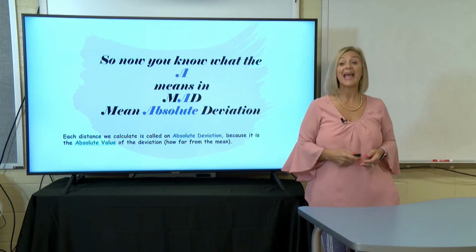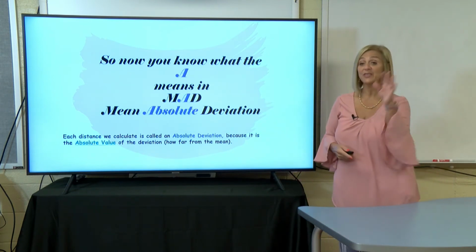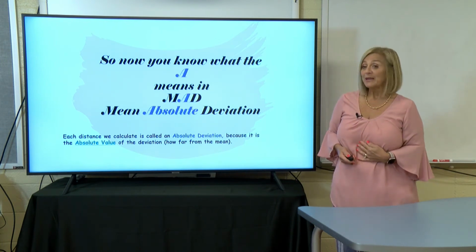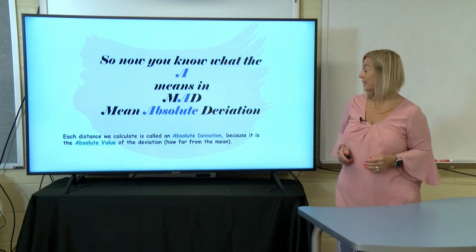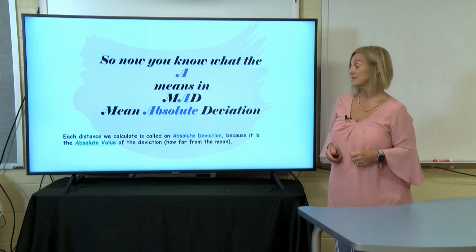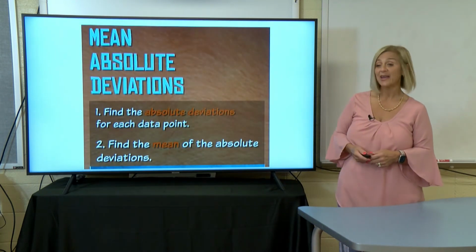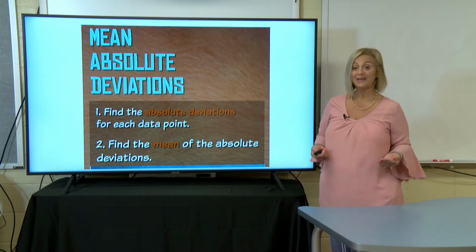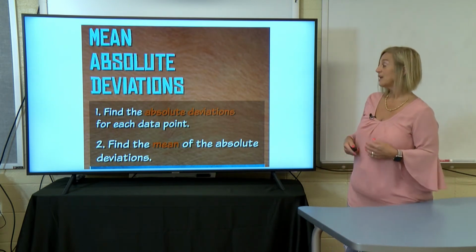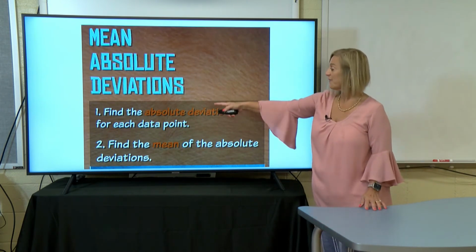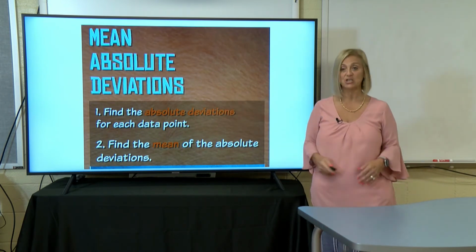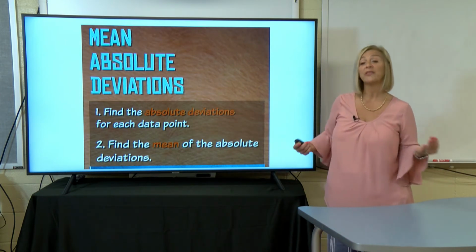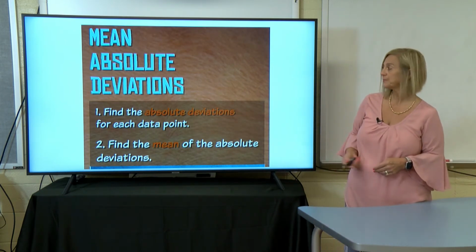So we're going to find the absolute value of the distance away from the mean. Stay with me. I know, seems really complicated, but it's not. It's going to get easier. So let's check, how do we actually find the mean absolute deviation? Here are our instructions. We find the absolute deviation for each data point, and then we find the mean or the average of those data points.